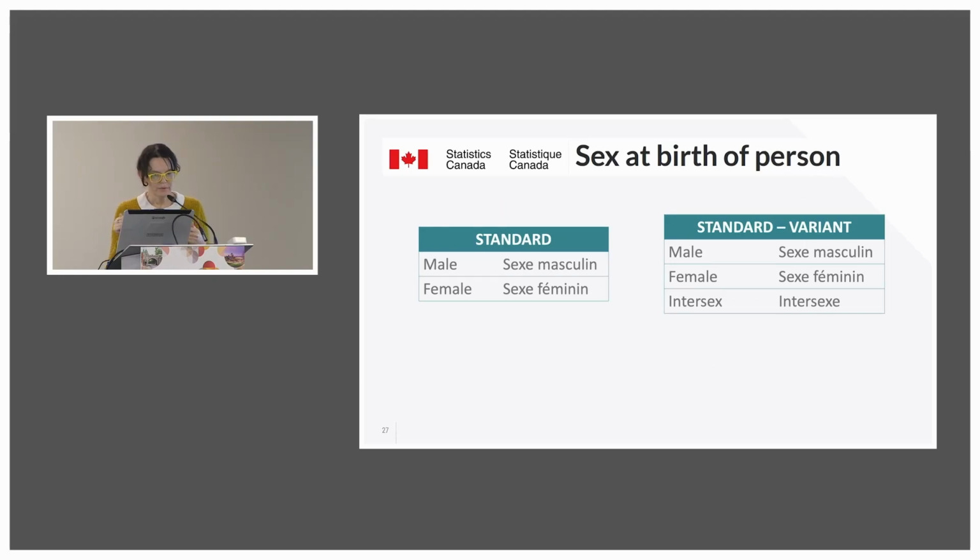So for sex, it is important that the question specifies sex at birth. And there's two versions suggested by Statistics Canada. So a version with just male or female and a version with male, female or intersex as well.